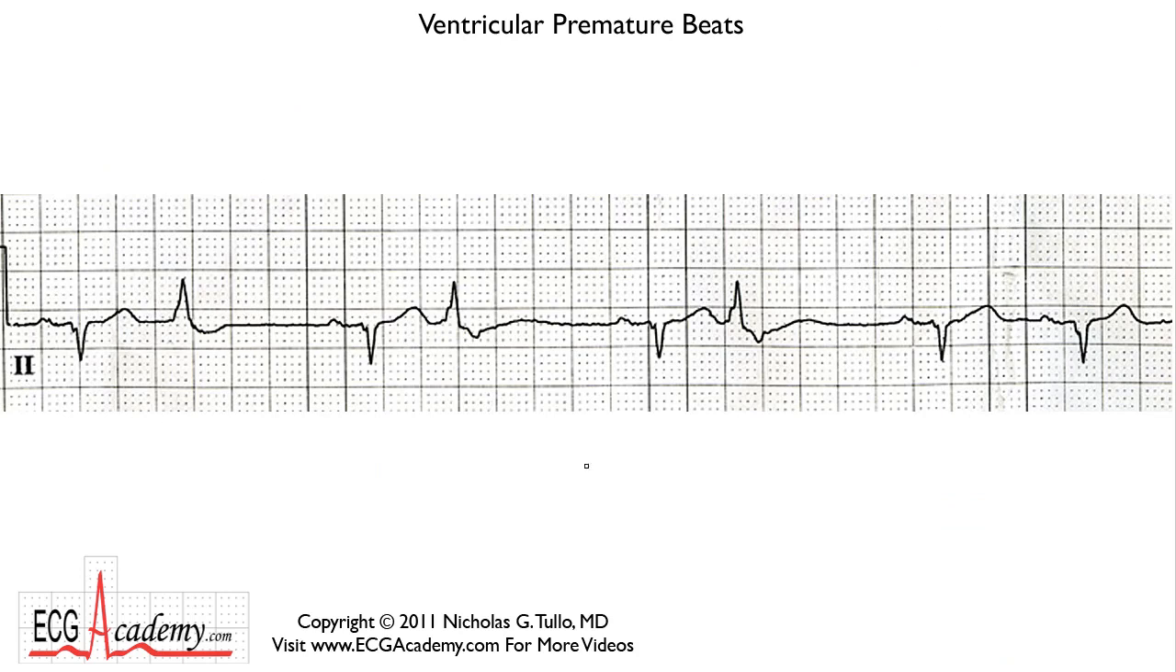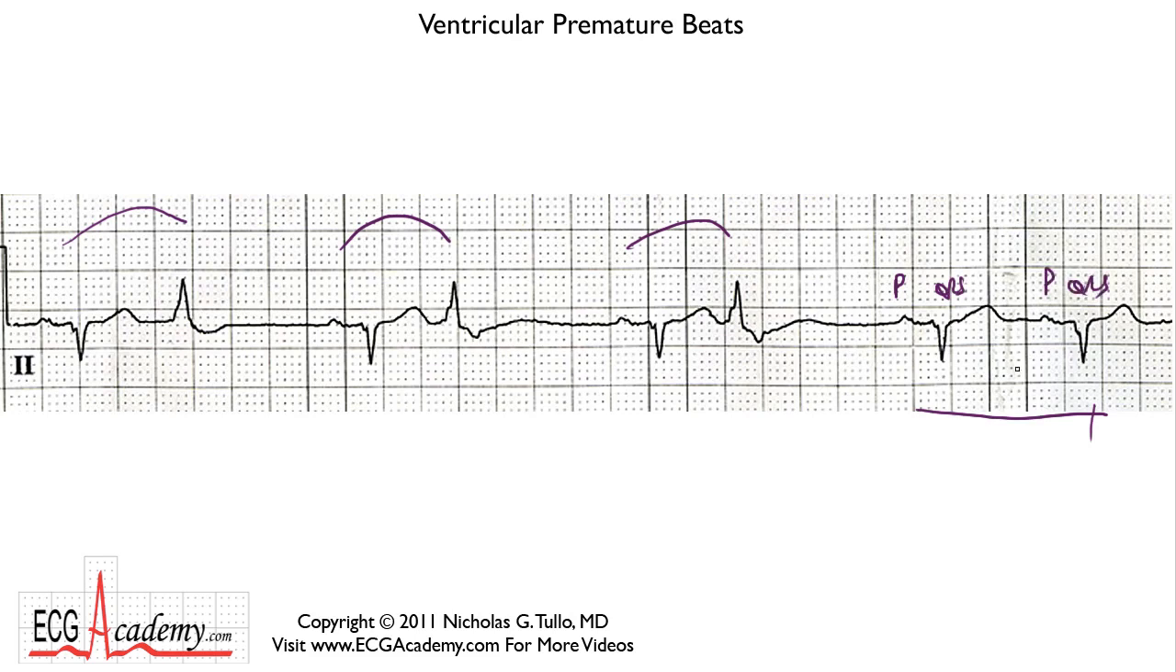Now here's a rhythm strip. And if you look at the forest, you can see it does clearly look a little irregular here. In fact, you can even sort of say, look at that, there's group beating here. There's groups of 2. And then at the end, it looks like there's 2 fairly normal beats with a P and a QRS that looks fairly consistent.